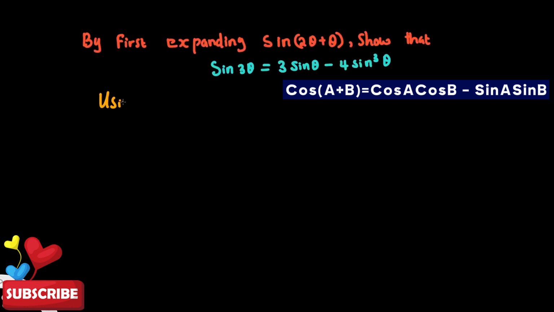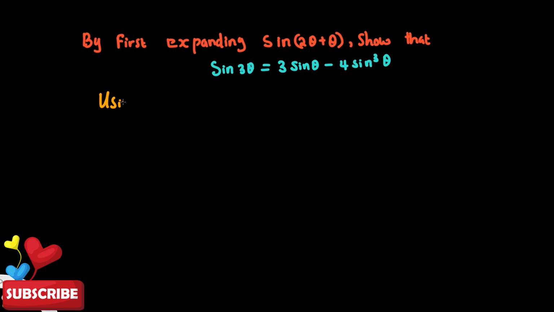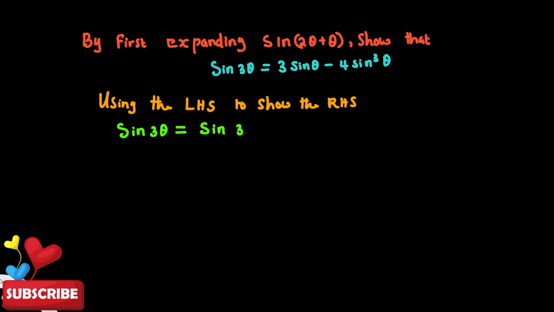By first expanding sine 2 theta plus theta, show that sine 3 theta equals 3 sine theta minus 4 sine cubed theta. Now the first thing is using compound angle identities in this part, so that we can expand. Sine 3 theta equals sine 2 theta plus theta.